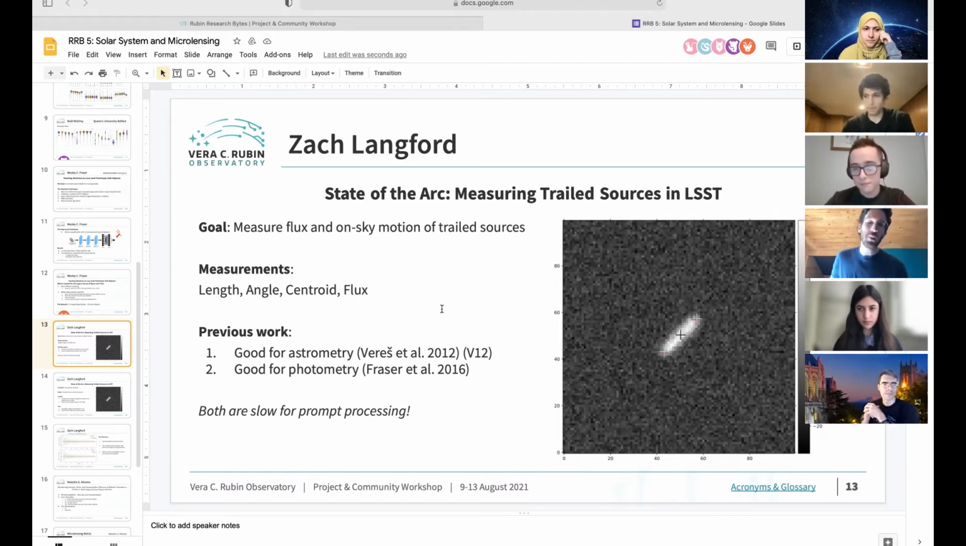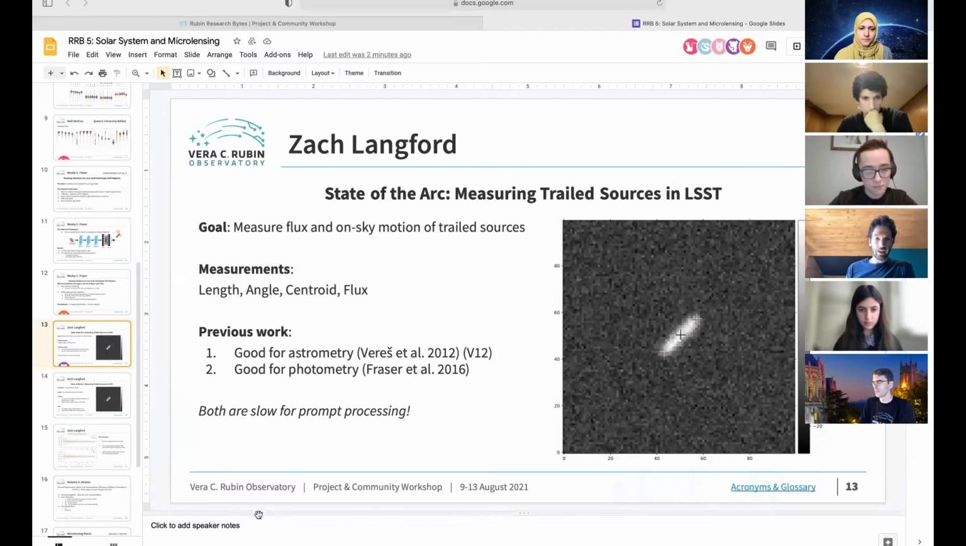There's been some previous work done on modeling trailed sources, notably from Vera et al. and Fraser et al., which are good for astrometry, and the latter good for photometry. But we have a pretty small time window for alert and prompt processing. So we need a very fast algorithm that's also accurate enough to deal with high signal to noise and low signal to noise objects. Just as a note, we're going to be using the Vera et al. model here to talk about how we've implemented our model later. Next slide, please.